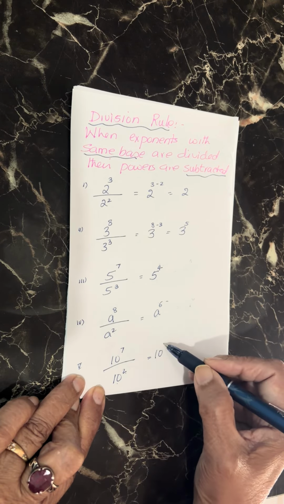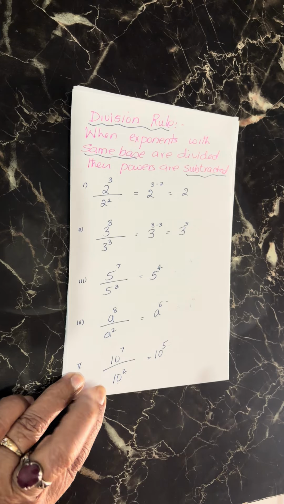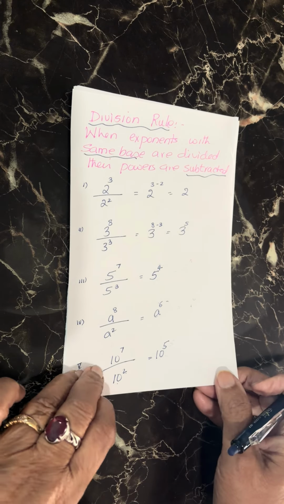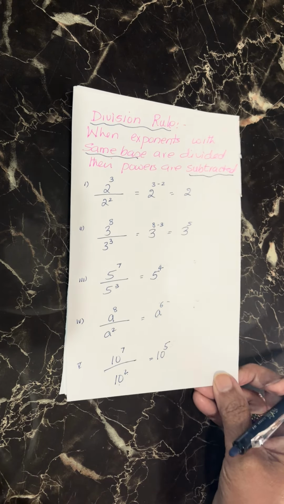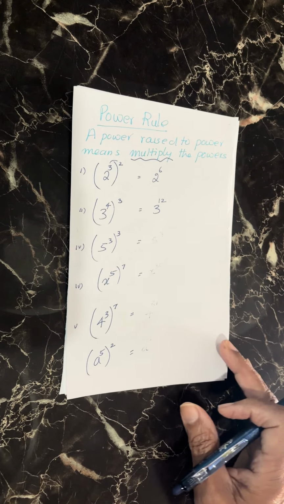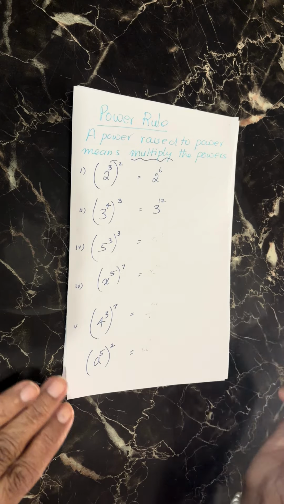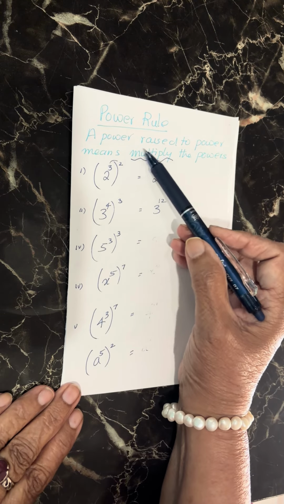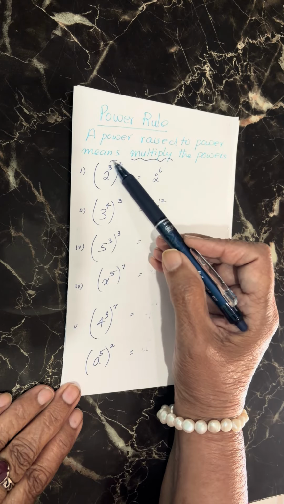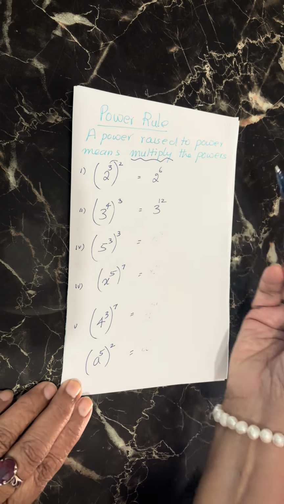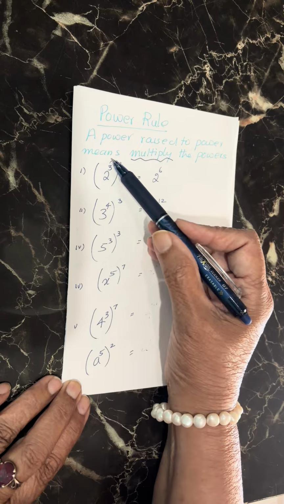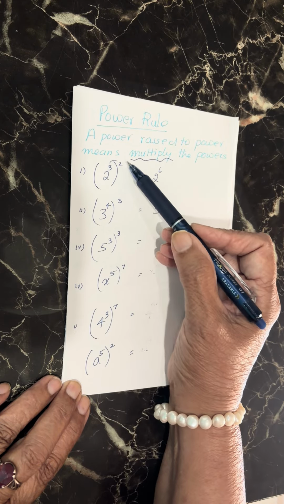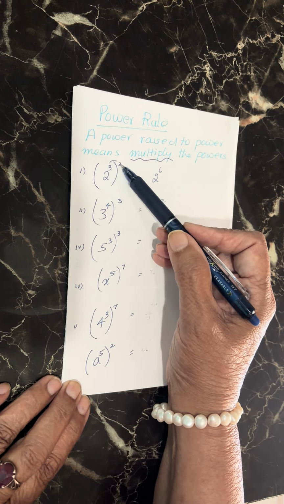7 minus 2 is 5. So this is called the division rule. When the same base is divided, the powers are subtracted. Next is the power rule. The power rule is when a power is raised to a power, the powers multiply. Like 2 to the power 3, bracket, power 2. So the outside power and inside power we multiply.